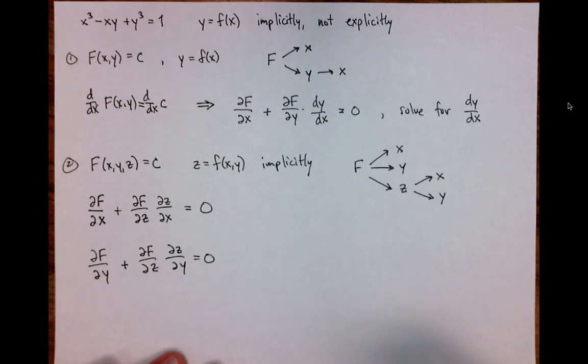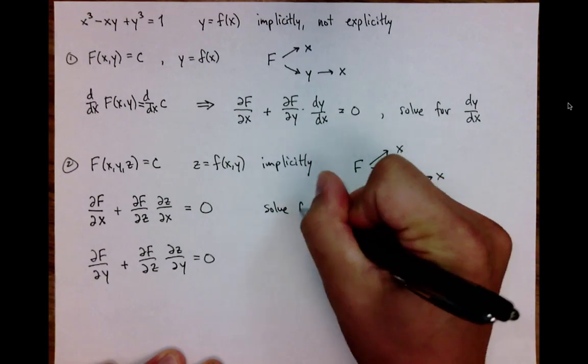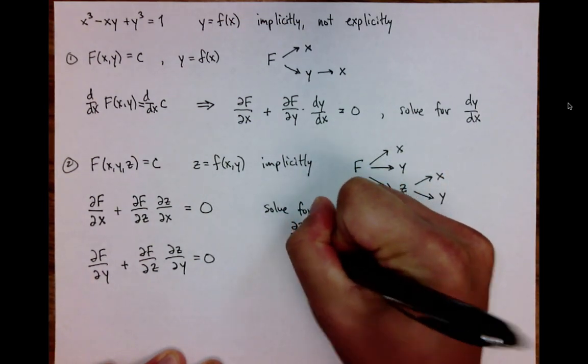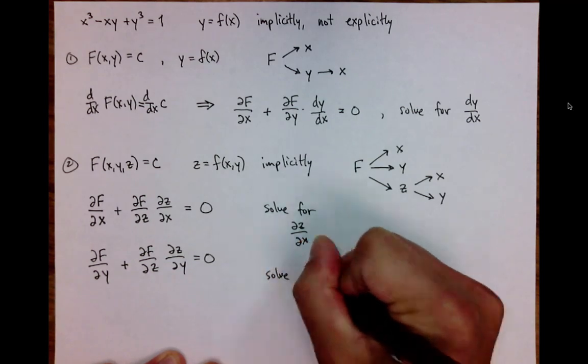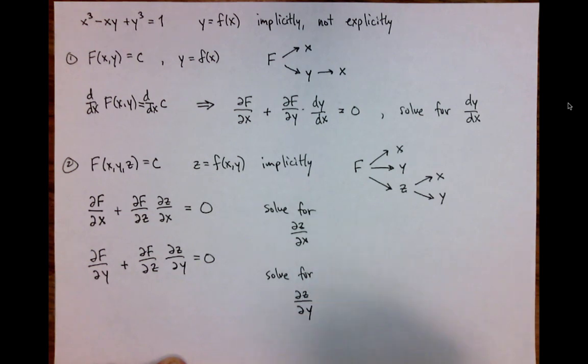Okay, and so both of these are, again, very easy equations that we can solve for the partial derivatives of z. And we can do this even if we don't know what z is explicitly as a function of x and y.